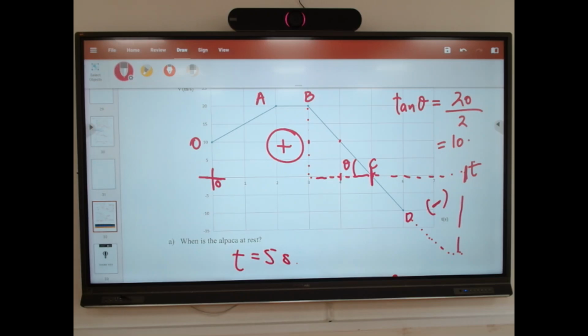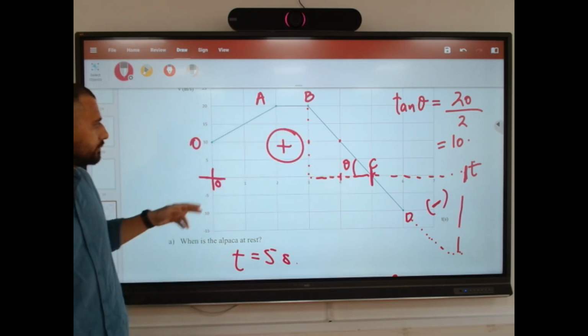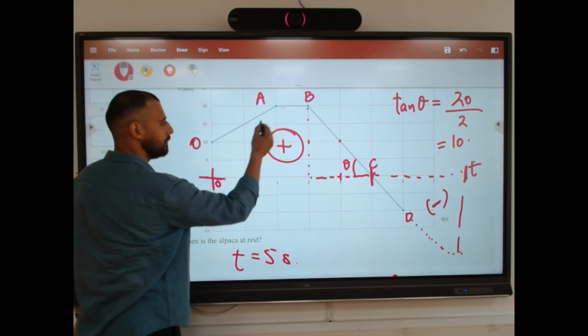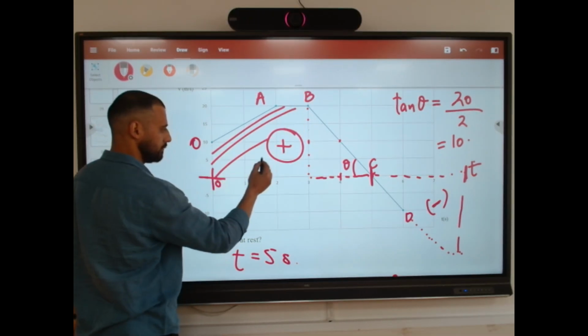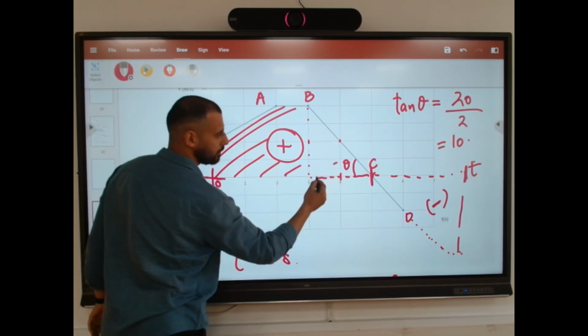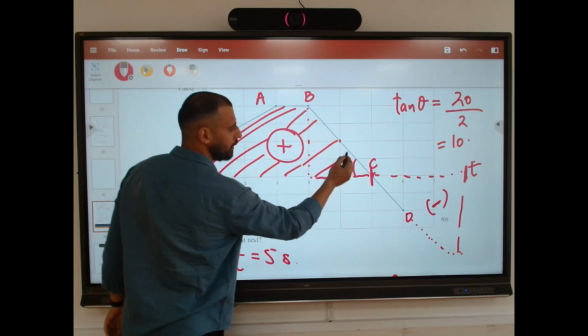We need to find the area like that. You need to find the area. So, for this, how do you find the area? This is the area, right? Isn't it? How do you find it?